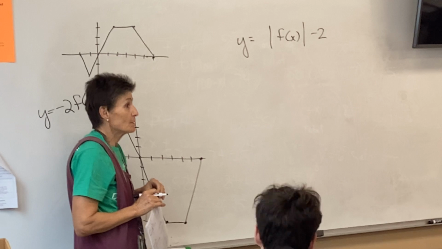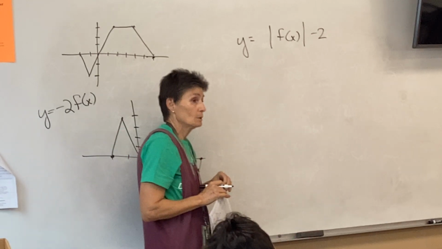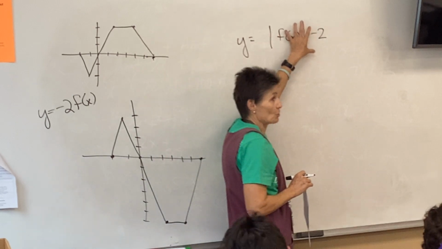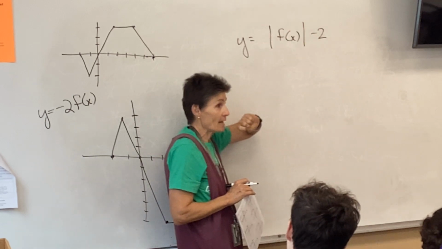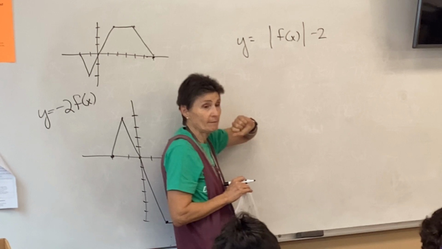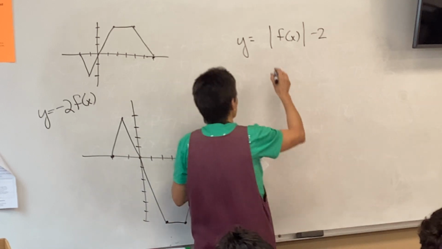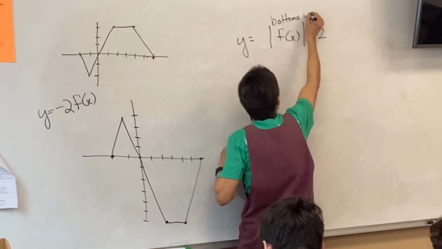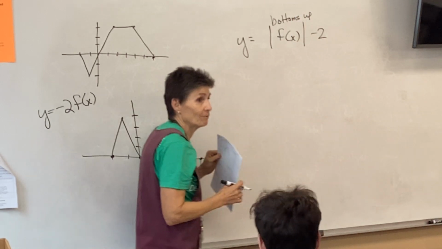All absolute, right? It's going to go down 2. Definitely down 2. What does this do to the picture? All the positive, bottoms up. That's bottoms up. We talked about it yesterday. You were supposed to watch the video. This takes only the negative part and flips it.